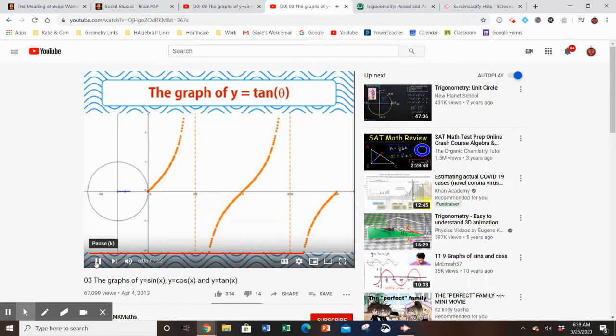So what happens with the tangent versus the sine and cosine? The sine and cosine parent functions both have a period of 2 pi, whereas the period of a tangent is pi. Hope this helps, guys.